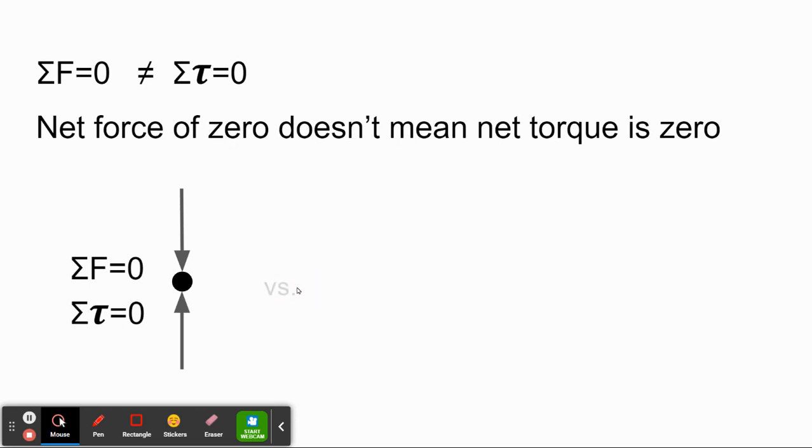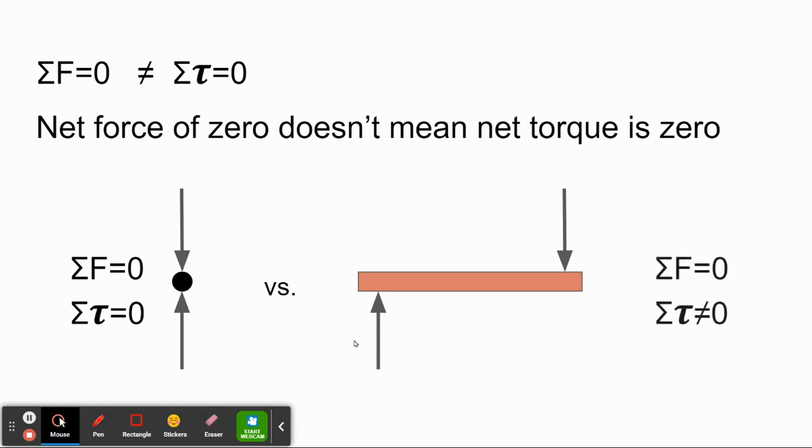But that's not the case if I have something that's three-dimensional, like a ruler or a beam, where if I have a force pushing down on one side and pushing up on the other, I can have a net force of zero, but the net torque is not going to be zero because these forces will cause it to rotate. Looking at it, you go, oh yeah, that makes perfect sense. It's going to rotate if you push on it like that. And so therefore the net torque is not zero.